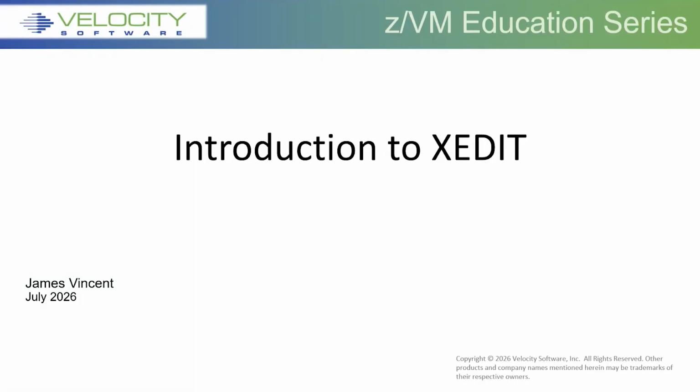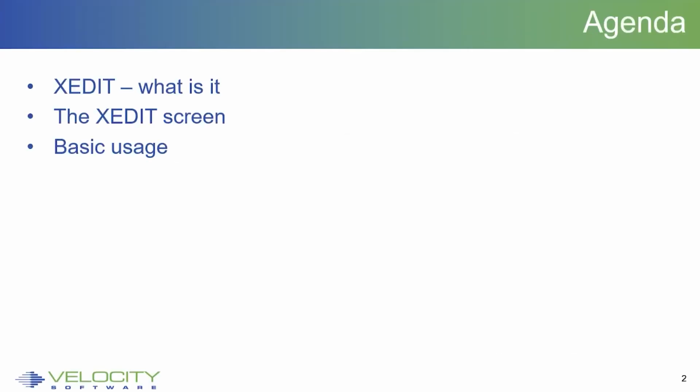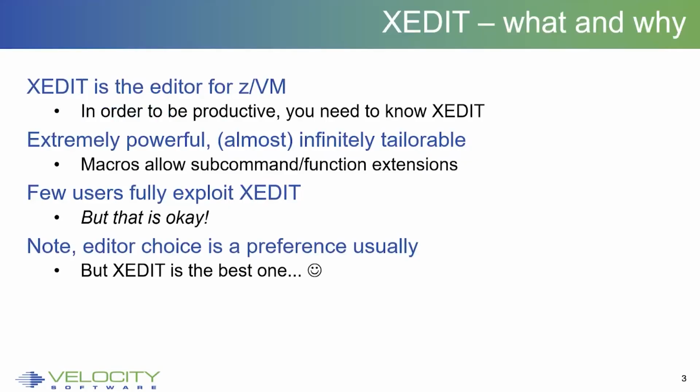We are going to get into some details about using XEDIT. So what is it? What exactly is XEDIT? I'm going to go through some of the details of what you'll see with the XEDIT screen and a little bit around its usage. So XEDIT is the editor for z/VM. It's the way you're going to be productive. You're going to want to use XEDIT for creating new files, for developing code, for seeing things that are currently available to you inside of files.